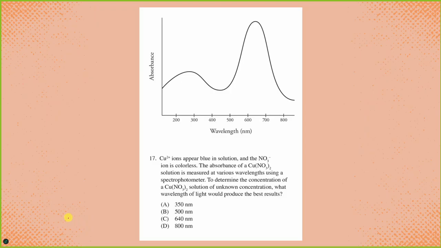the best results? So you have basically 2 major absorbance hills. One's around here. Of course, this one's higher. So you want to go for the maximum absorbance, which looks like it falls almost directly between the 600 and 700. So that one should be C.